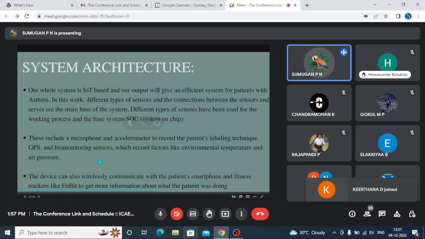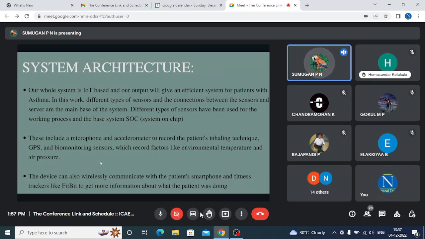So this is our system architecture. Our whole system architecture is completely based on Internet of Things. Internet of Things has three important components: input, processing, and output. Input is given in the form of sensors, with the help of which it reads the values. We are going to use four types of sensors, and I will list them in the next slide. In this work, the different types of sensors and the connection between sensor and the server are the main base of our system.